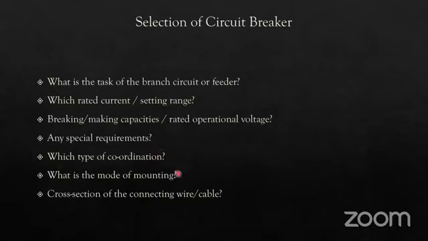What is the mode of mounting? In this case, we have two modes: circuit breakers can be mounted horizontally in the panel or vertically in the panel. So that also affects the selection of circuit breakers. The cross section of the connecting wire: what will be the cable that is outgoing from the circuit breakers? That will also be taken care of while selecting the circuit breakers. So depending on these parameters, we will select the appropriate circuit breakers.